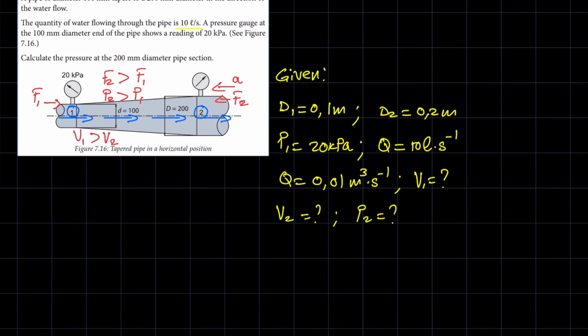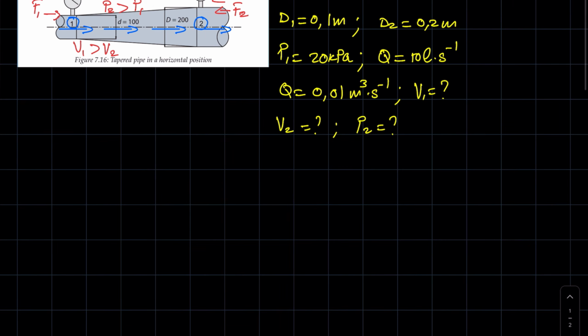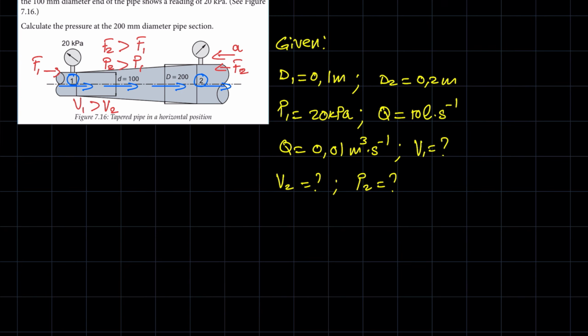Now let's look at the question. Calculate the pressure at the 200 millimeter diameter pipe section. The 200 millimeter diameter pipe section is the section 2, or the exit section of the pipe. So essentially we know they are looking for P2. In determining P2, we need to apply Bernoulli's principle, which means you have to use Bernoulli's equation.